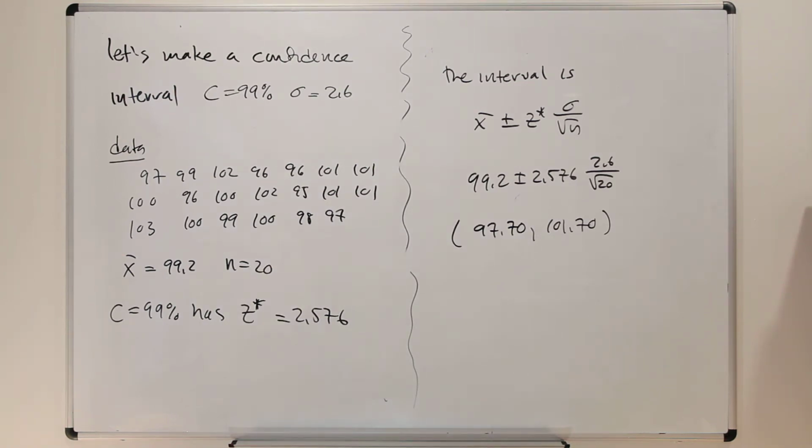So let's go ahead and make a confidence interval. We're going to use a confidence level of 99%. We're going to assume sigma of 2.6. I have some data here, 20 values.